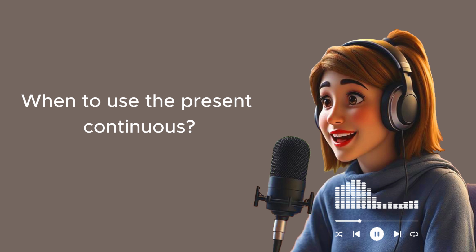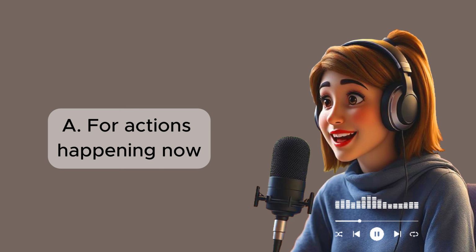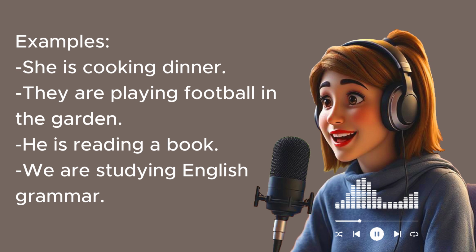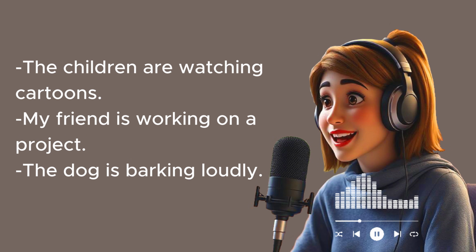When to use the present continuous. For actions happening now. She is cooking dinner. They are playing football in the garden. He is reading a book. We are studying English grammar. The children are watching cartoons. My friend is working on a project. The dog is barking loudly.